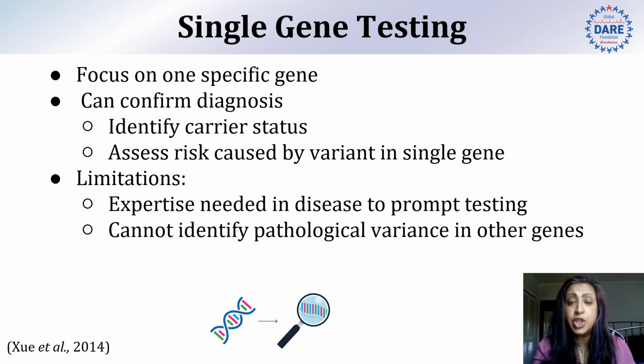So with single gene testing, there needs to be some kind of suspicion that there is an error in the building of a specific protein that is causing the symptoms of a particular condition, and this error in the building of that protein is caused by an error, often referred to as a variant, in the specific gene, which is the instructions for that protein.